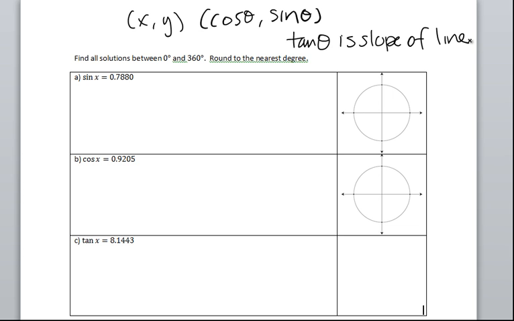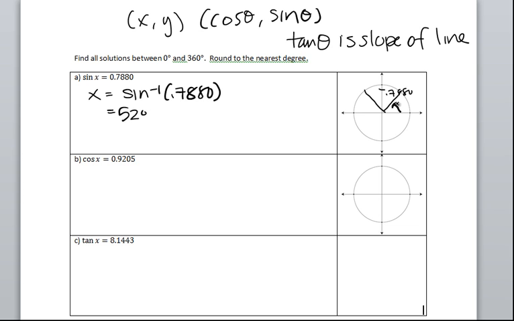So we're trying to find x, where sine of x is equal to 0.7880. So we're looking for an angle whose sine is positive, right? And sine, or y values, are positive in quadrant 1 and quadrant 2. So we're looking for these two angles here that have a height of 0.7880. In order to figure out what x is, I take the inverse sine of both sides, and the inverse sine of 0.7880, according to my calculator, rounded to the nearest degree, is 52 degrees.